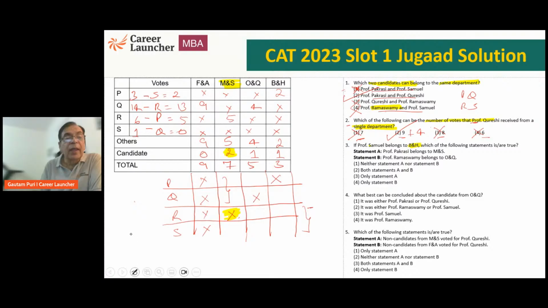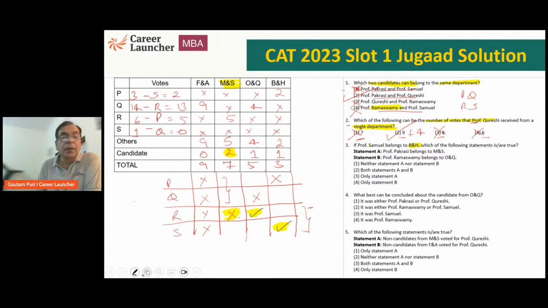Now it's saying if Samuel belongs to B and H. Let me use the highlighter rather than that. If Samuel belongs to B and H, that means Samuel is from here. Then where will the other person, Ramaswamy, be? Ramaswamy will be from OQ. Then which of the following statements are true?